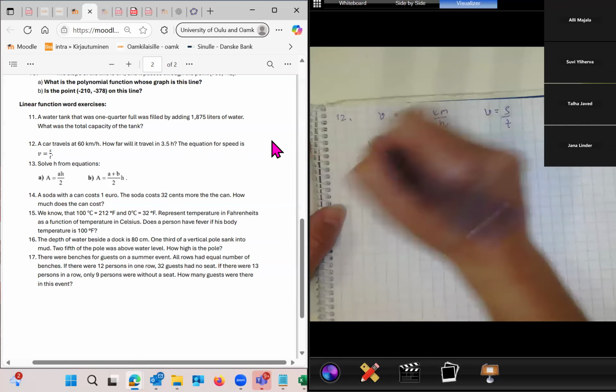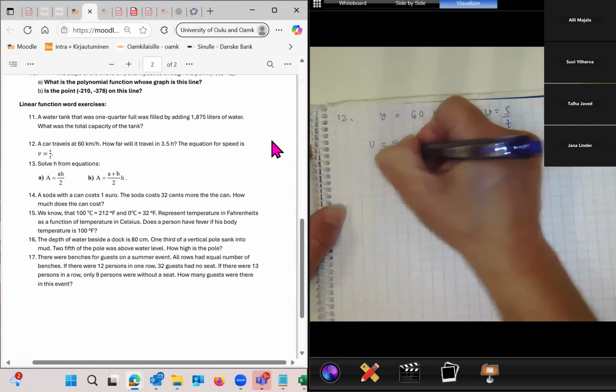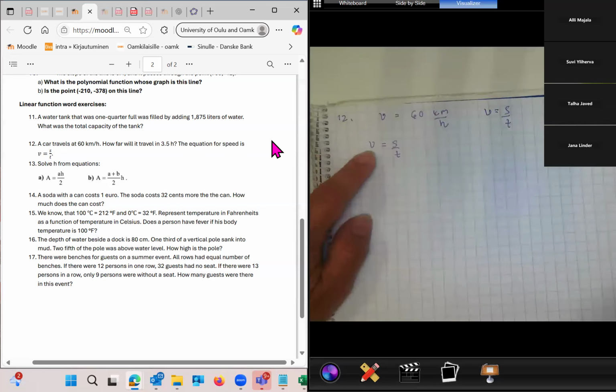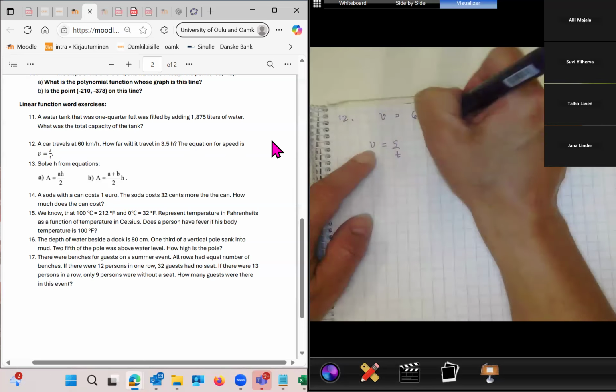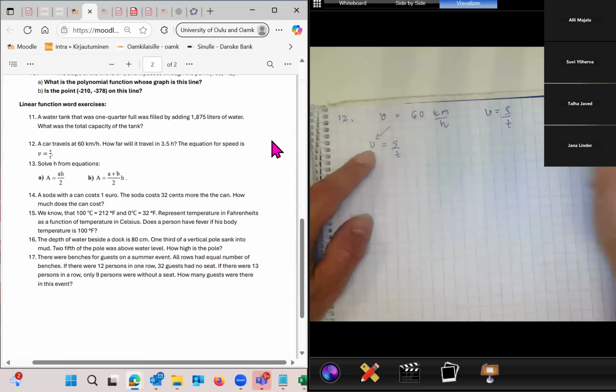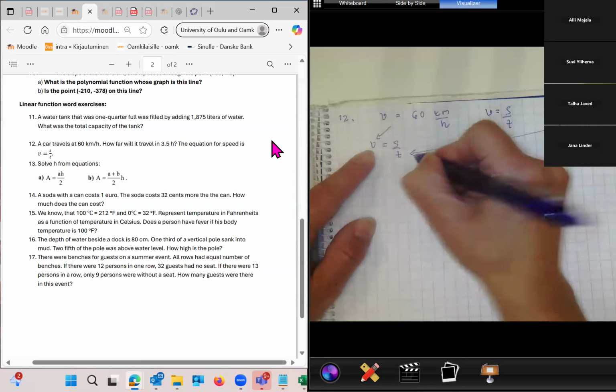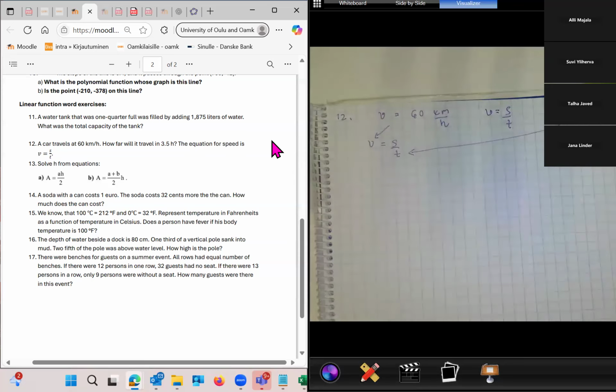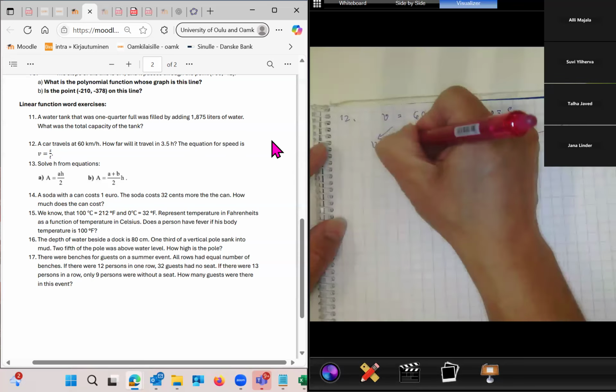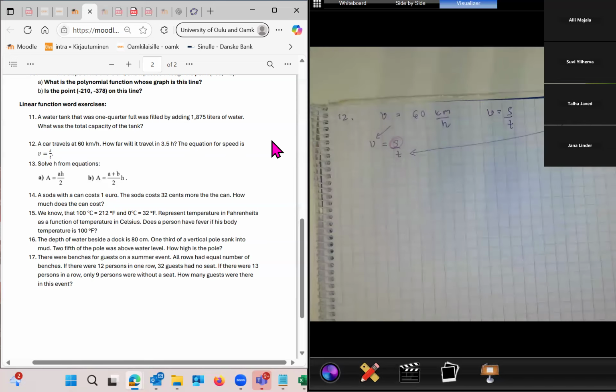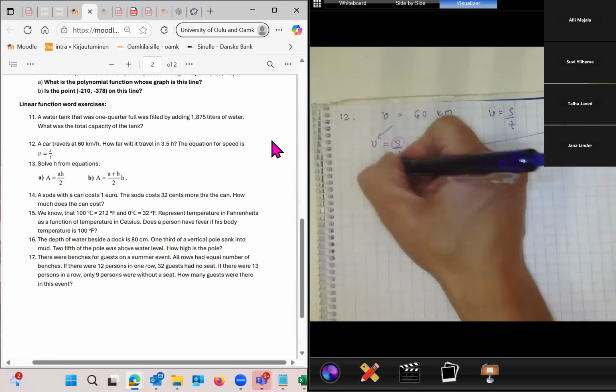Now you have been given the value for this, it's there. And you have also been given the value for this. So obviously this is what you need to know, even if you don't know what it means, the distance, because this is the only thing that you don't know. Okay, so then you solve this.